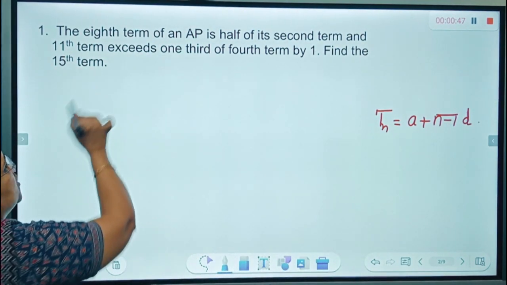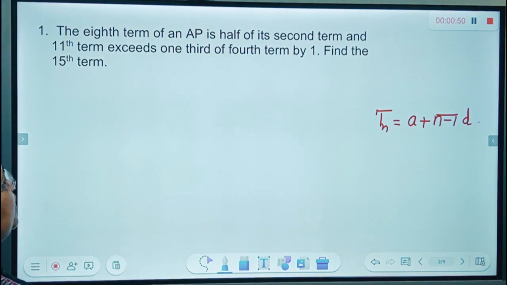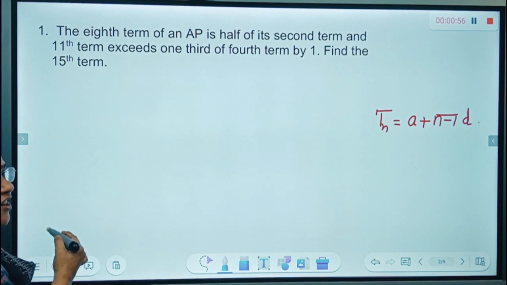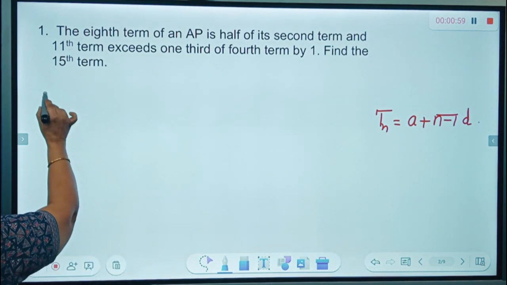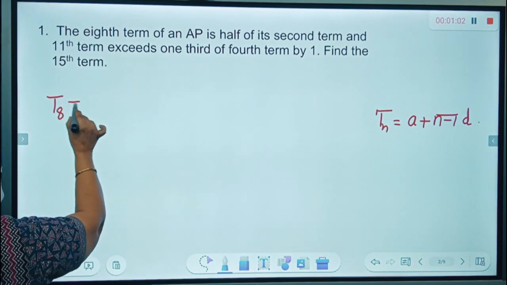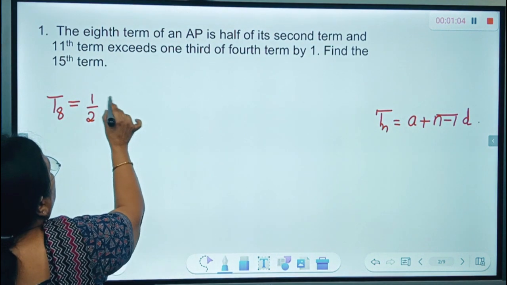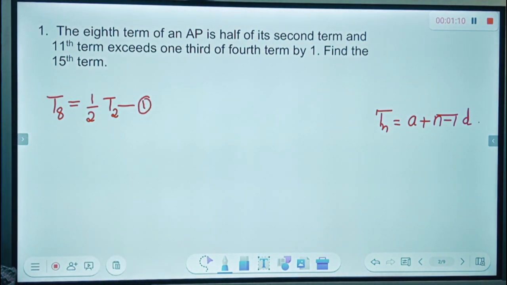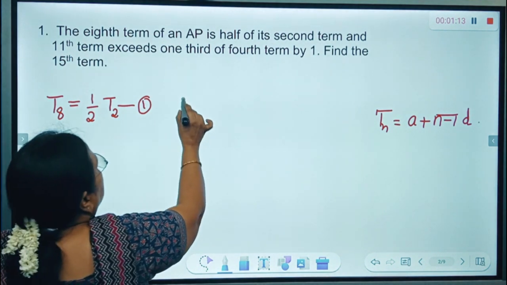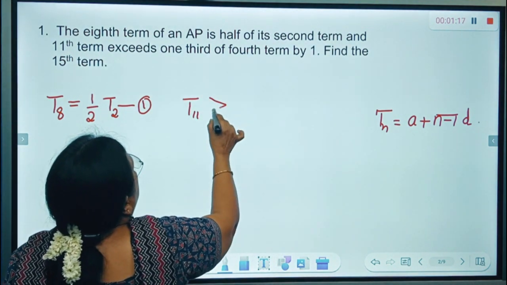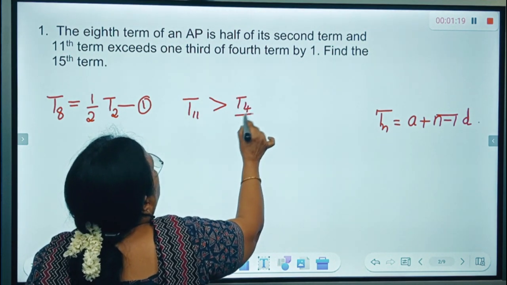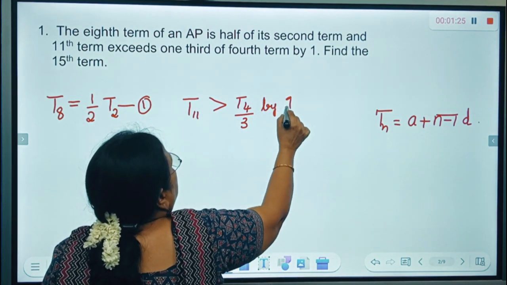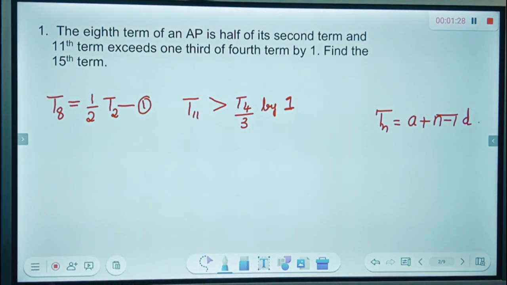Now here in this problem, the eighth term of an AP is half the second term. So if you take any AP with the first term A and common difference D, the eighth term is given to be half the second term. This is one fact which is given to us. Then what else is given? The 11th term exceeds 1/3 of the fourth term by 1. Find the 15th term.